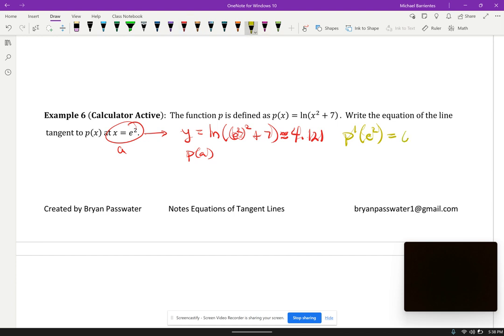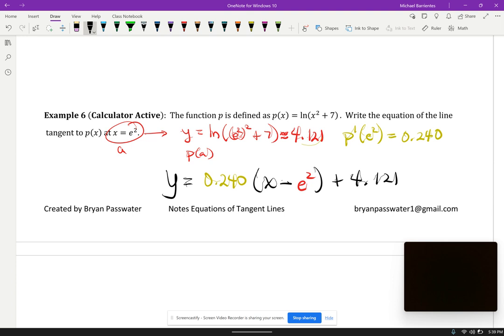I'm going to put it in the color I got it, 0.240. So therefore, I have my x, I have my y, and I have my slope. I can write y equals my slope, 0.240, times x, plus, I'm sorry, x minus my x input, my a value, my e squared, plus whatever the y is for that e squared, which we approximated as 4.121.